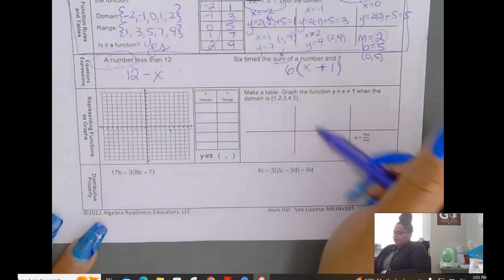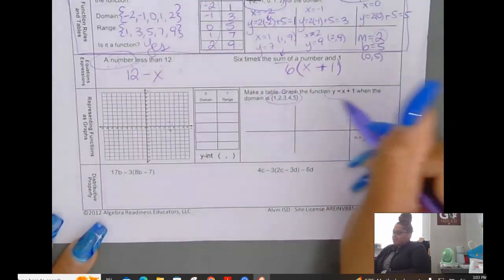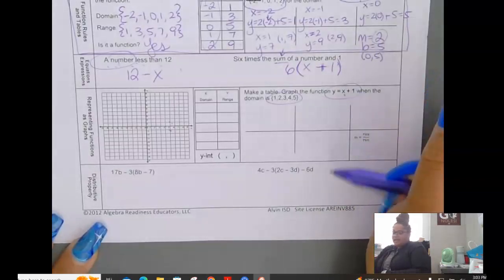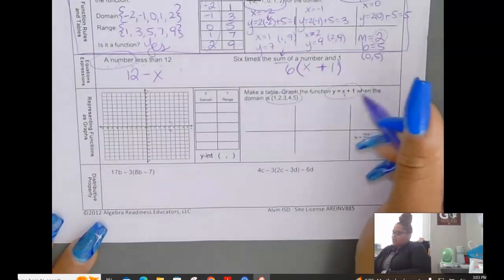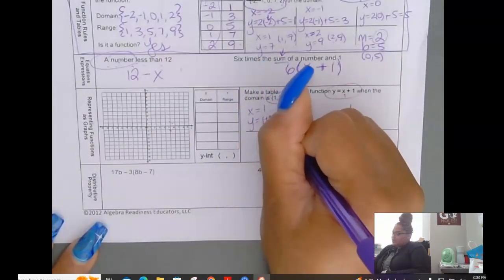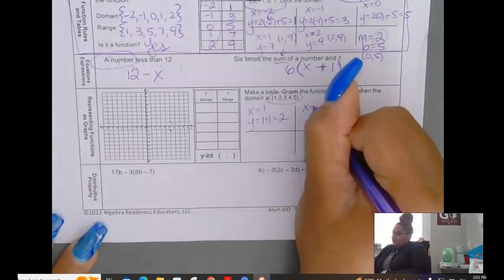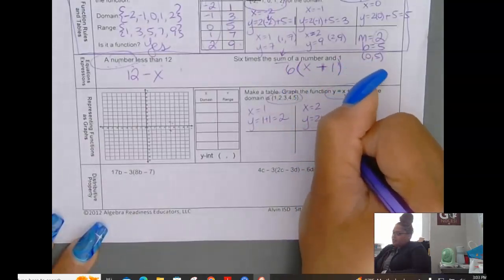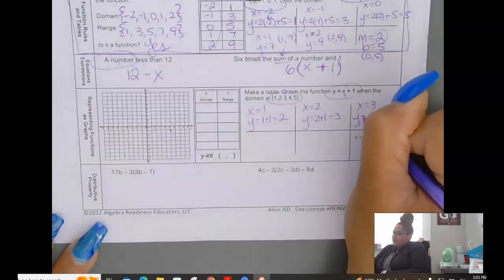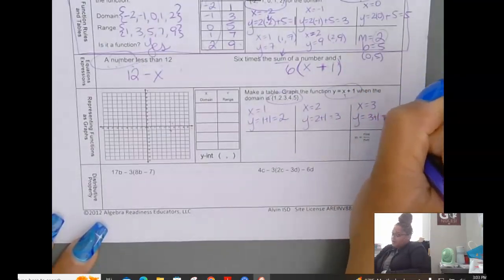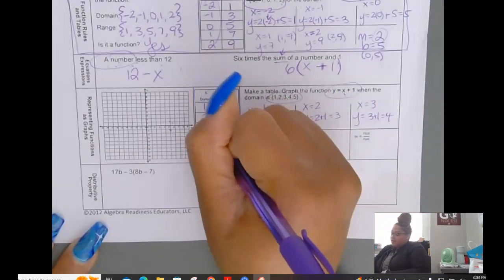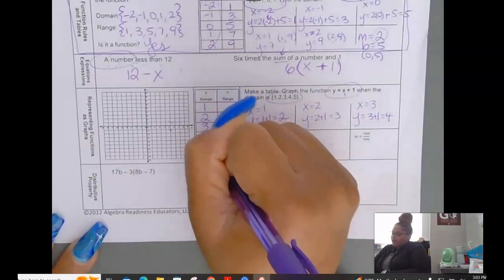All right, down here, I've got my domain. Here's my function, y equals x plus 1. Here I'm just adding 1. I'm not multiplying anything by x, I'm just adding a 1. So if my x is 1, then my y is 1 plus 1, which is 2. If my x is 2, then my y is 2 plus 1, which is 3. If my x is 3, then my y is 3 plus 1, which is 4. And so on. They give me a domain of 1, 2, 3, 4, 5.